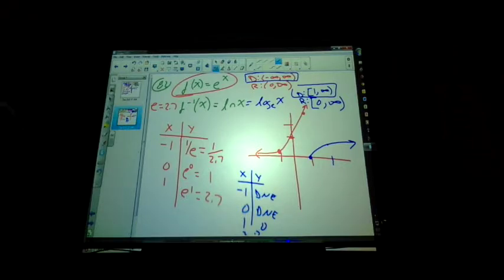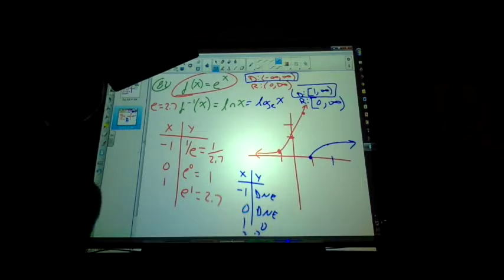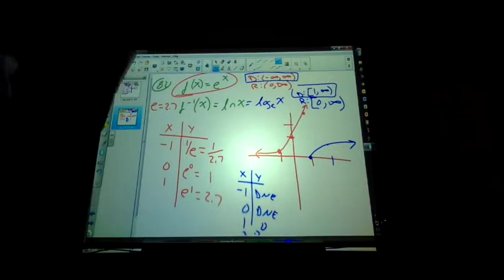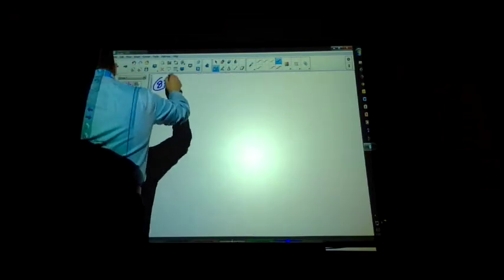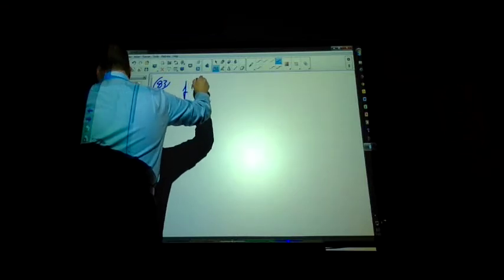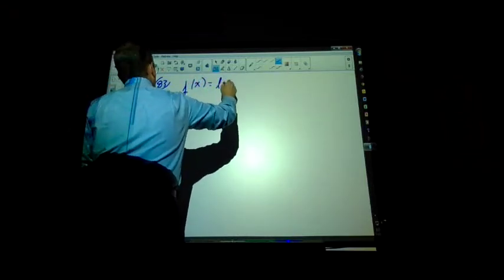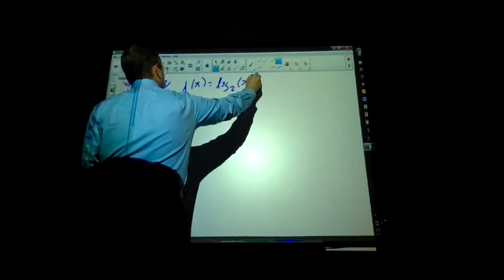All right, so for the last ones, it says, for each of the following functions, briefly describe how the graph can be obtained from the graph of a basic logarithmic function, then graph the function, give the domain and vertical asymptote of each function. So 83, we have f(x) equals log base 2 of (x plus 3).